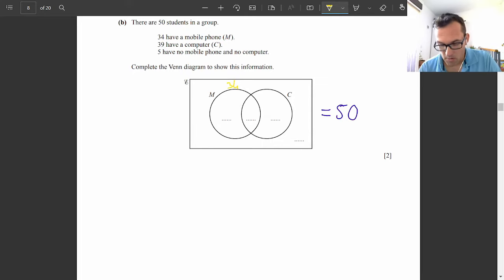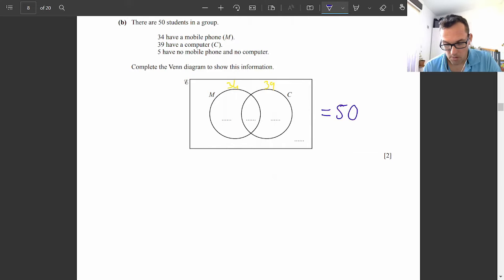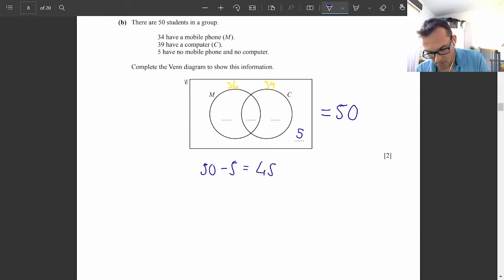39 have a computer. So in the set on the right, the numbers need to add up to 39. 5 have no mobile phone or no computer. That means they need to go inside the box but outside the circles, so I'm going to put the 5 there. If everything needs to add up to 50 and I've got 5 outside the circles, inside the circles things need to add up to 45.